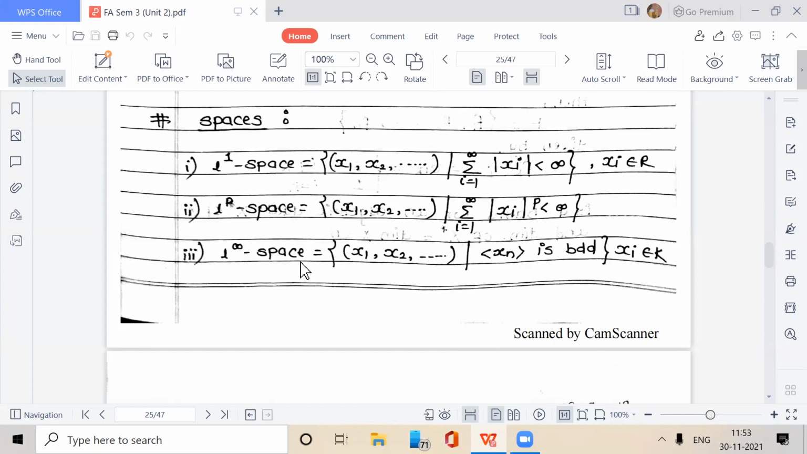Now we see the L infinity space. It is the set of all sequences such that every sequence is a bounded sequence. This is called the L infinity space: the set of all infinite sequences which are bounded.